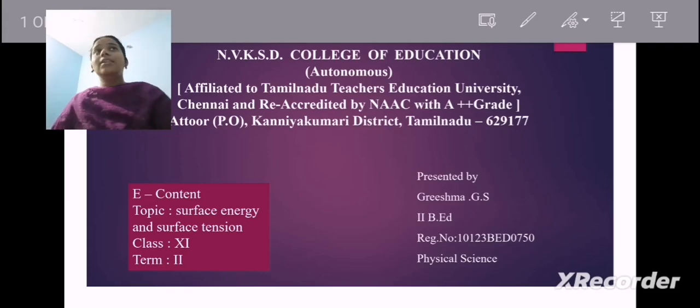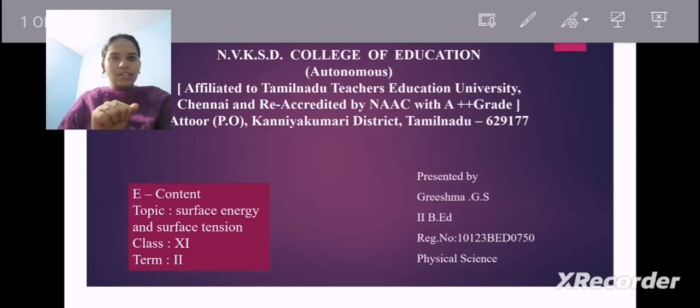Last time we have seen about viscosity, right? So, today we are going to see about surface energy and surface tension. What is surface energy? What is surface tension? Shall we get into the lesson?